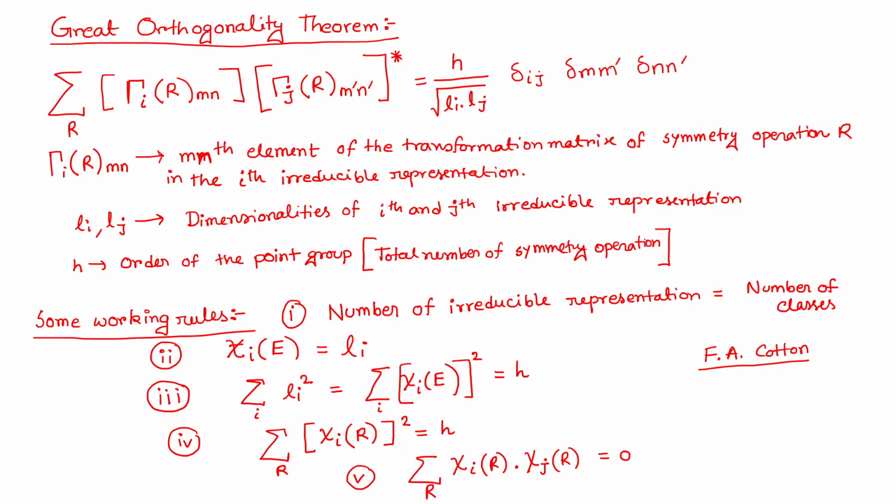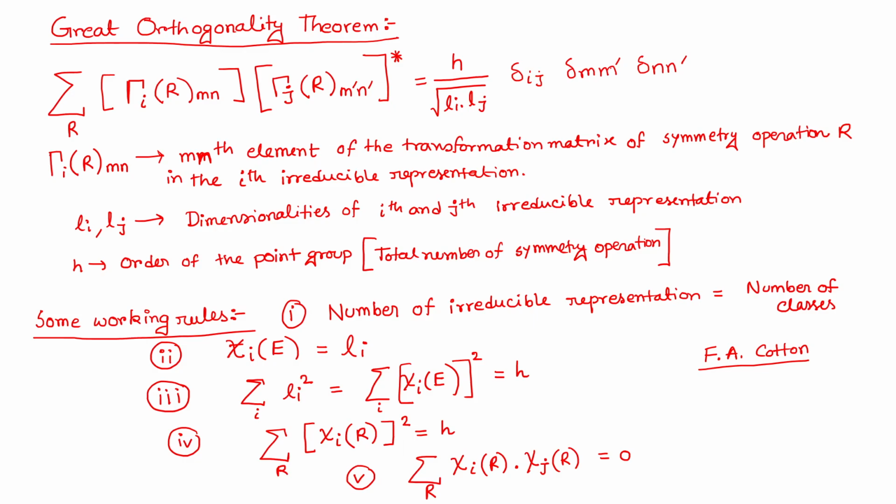h is the order of the point group which the molecule belongs to, which is also the total number of symmetry operations, and li and lj are the dimensionalities of these irreducible representations. Then it has to be multiplied by Kronecker deltas: delta ij, delta mm', delta nn'. What does this mean? Delta ij is going to be 1 when i equals j, else for any other values where they are not equal, it is going to be 0. Similarly, delta mm' will be 1 when m is m', else 0. Delta nn' will be 1 when n equals n', or else it will be 0 where n is not equal to n'.